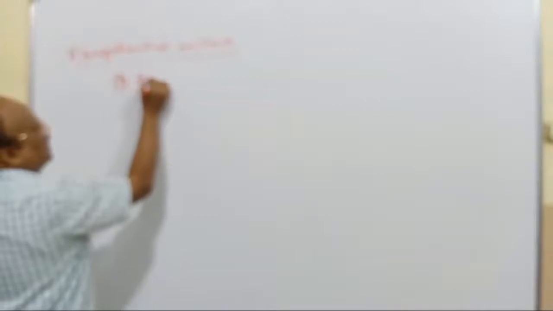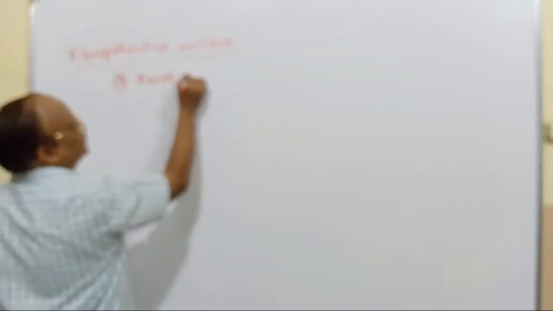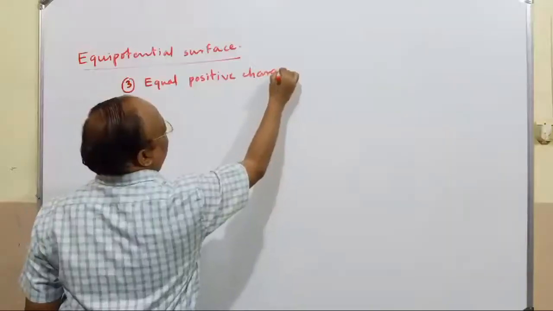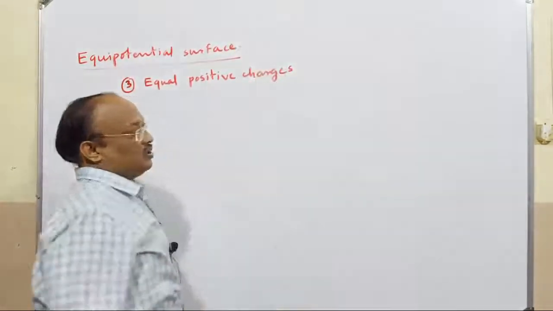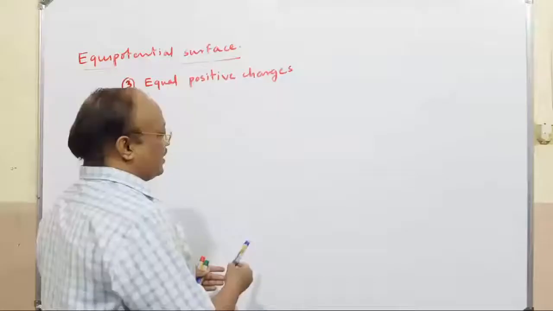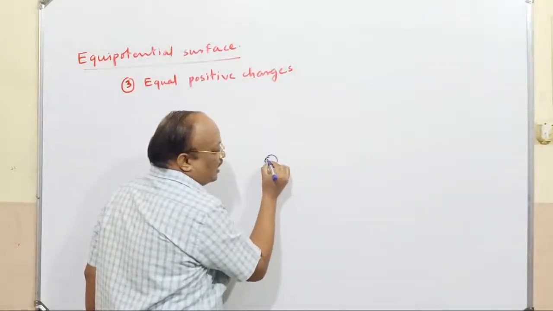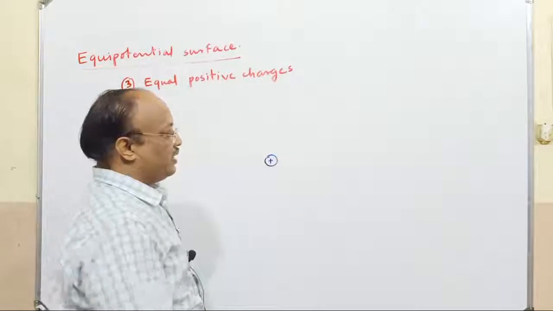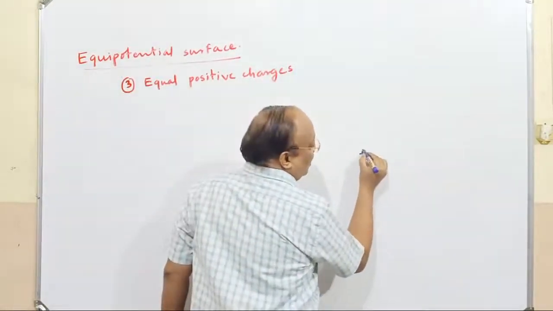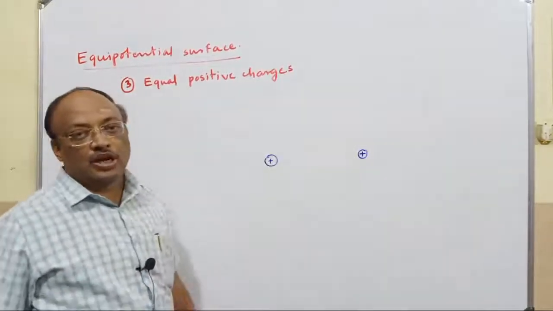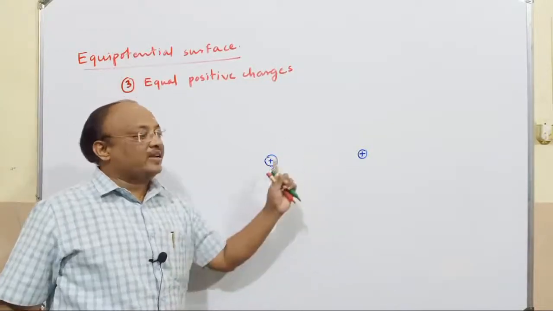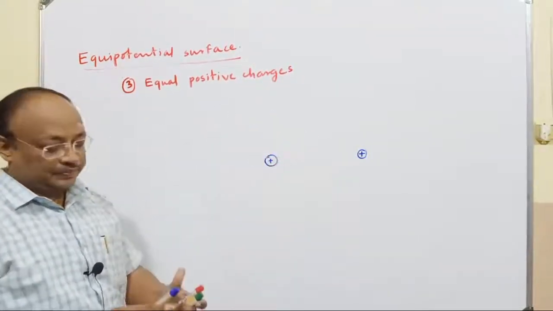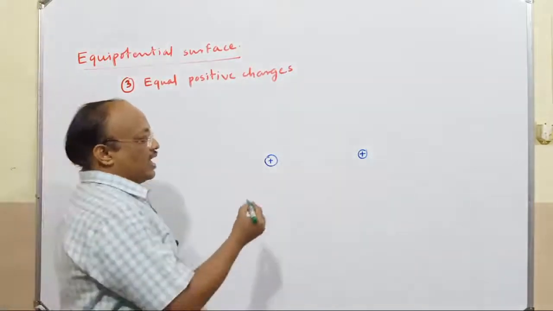For the third case, equal positive charges. So we are taking two charges which are equal in magnitude, both positive in nature. Both are positive charges and they are equal in magnitude. Then how will our electric lines of force be?